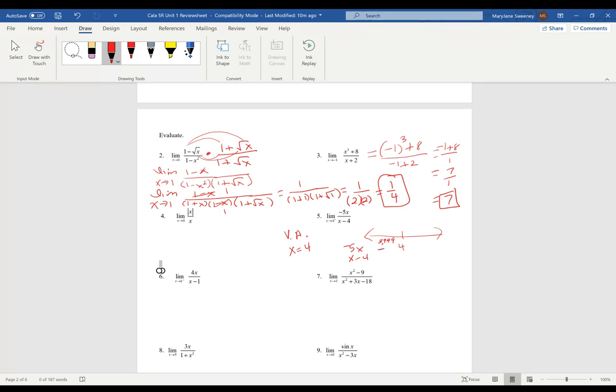If I plug it in, this will be negative. This will be negative, which is overall a positive, so it'll be going off to positive infinity. If I pick something to the right, 4.001, that'll be negative, that'll be positive, which is overall a negative, meaning it's going to negative infinity. So from the right, 4 from the right, it's going to negative infinity.